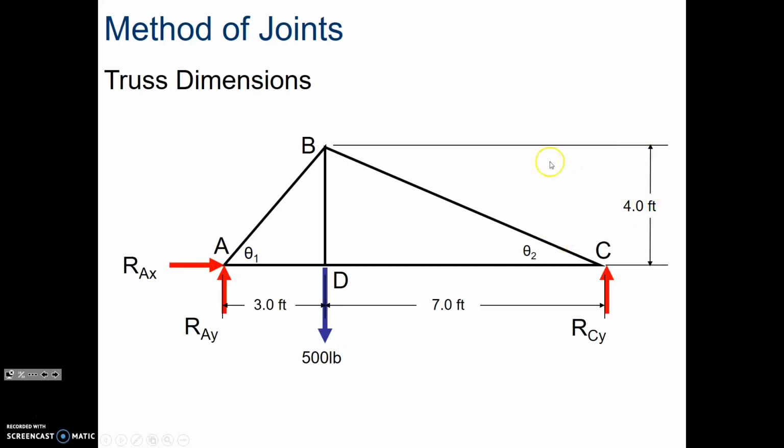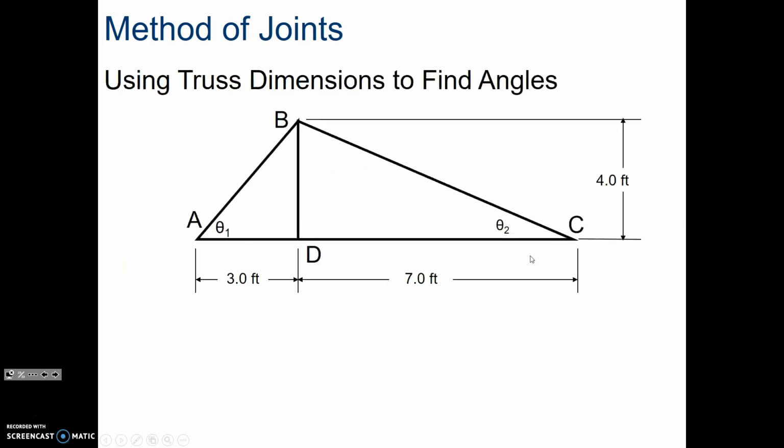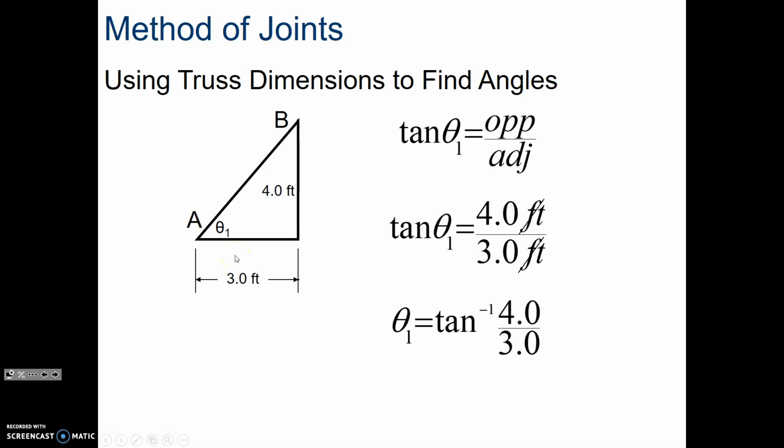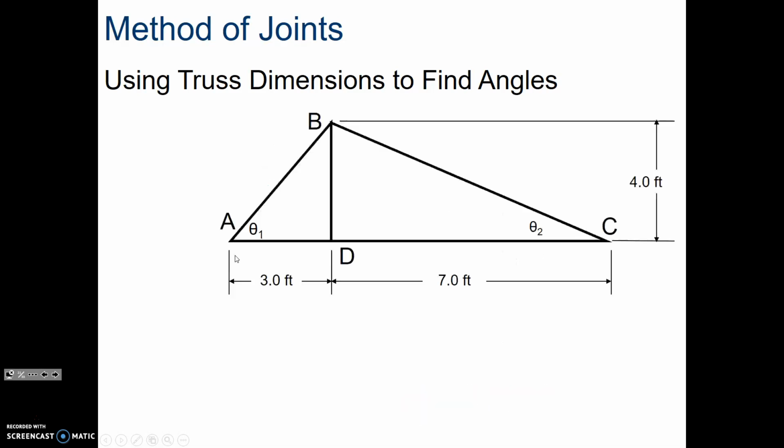So here again is a blown up version, and what we're going to do is figure out all our angles: here, here, here, and here. First, we get our dimensions and go to point A. We know that the tangent is equal to opposite over adjacent. So opposite of this angle, 4 over 3. Take the inverse tangent of that, and we get 53.13 degrees.